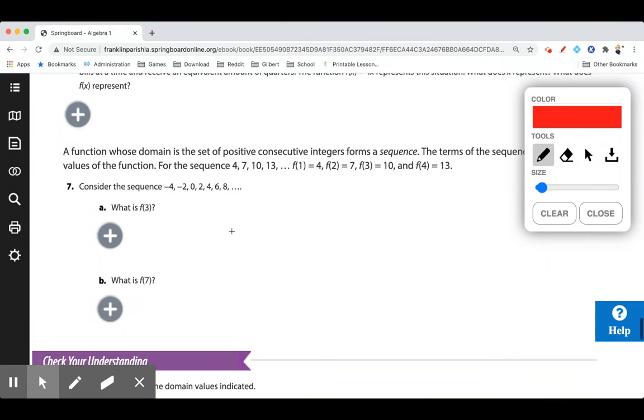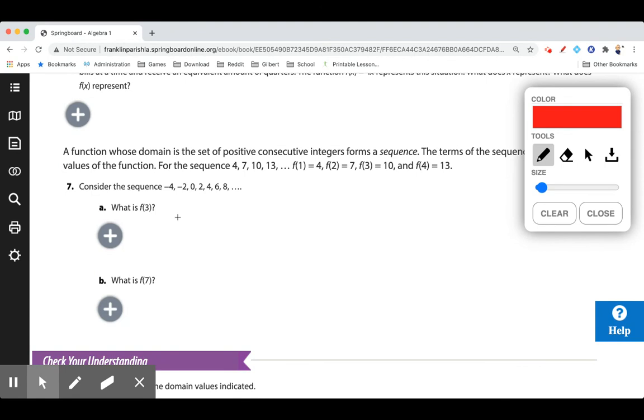Consider this sequence, -4, -2, 0. What is f of 3? Now, if you'll notice, the first x that we replaced gave us 4. The second one gave us 7. The third one gave us 10. The fourth x gave us 13.